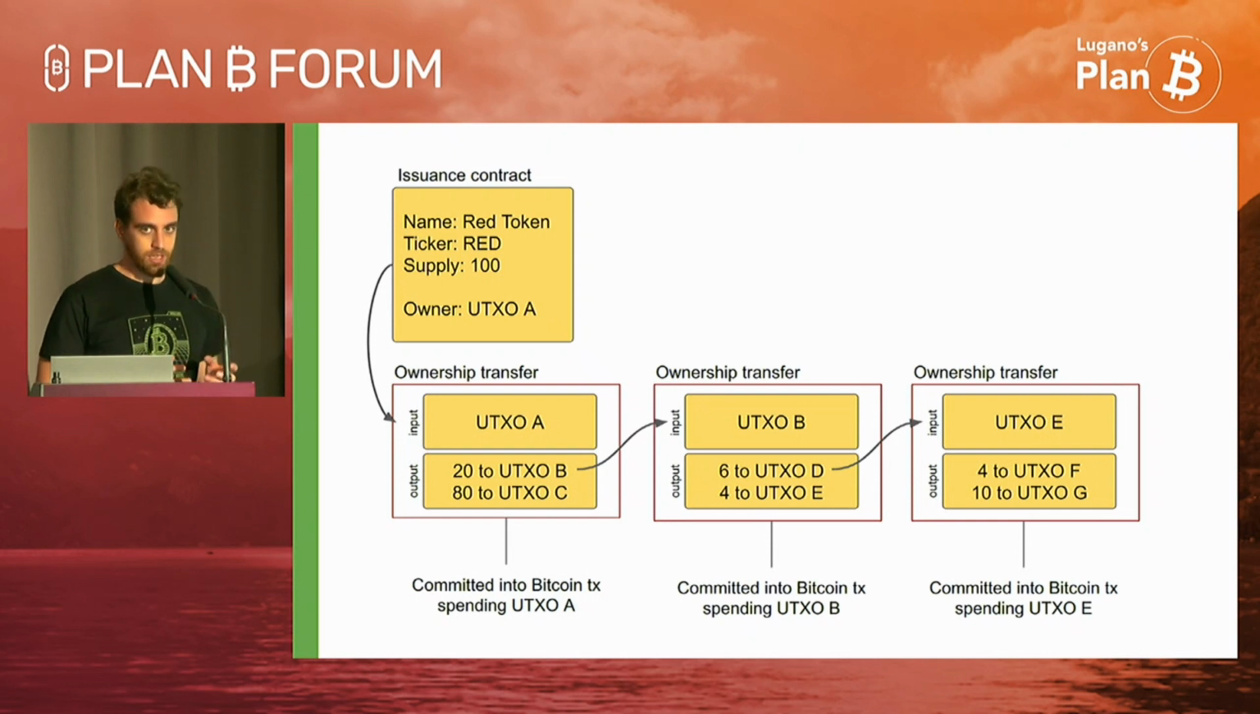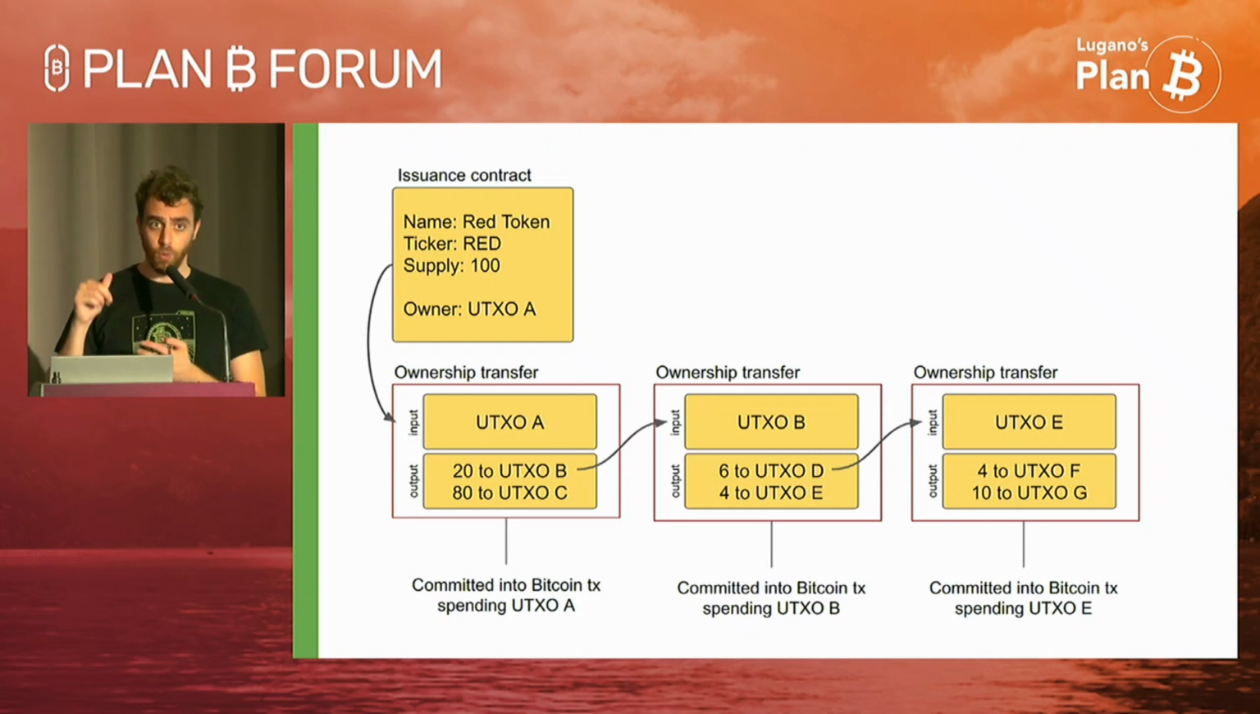And all of this is committed. So to make it simple, you make a hash, and actually it's a bit more complicated than that, but let's say that we make a hash of this ownership transfer, and we commit it inside a Bitcoin transaction. But not any Bitcoin transaction. It needs to be the Bitcoin transaction that is spending UTXO A, which was the previous owner of the asset.